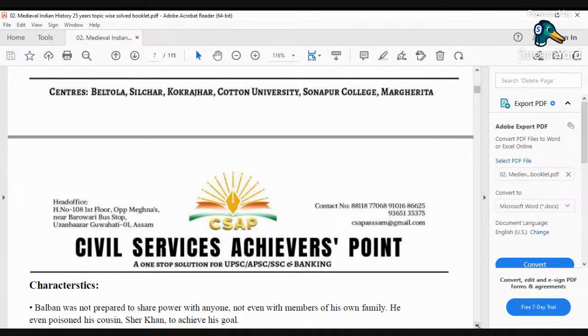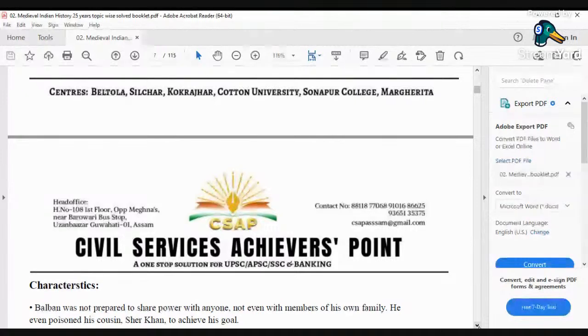Although he could not rule for a long time, his rule was only for 4 years. His rule was cut short by his accidental death, due to which he could not rule for long, and he was succeeded by his slave, who was also his son-in-law. He was Iltutmish. So the most important rulers of the slave dynasty were, number one, Qutbuddin Aibak, then Iltutmish.